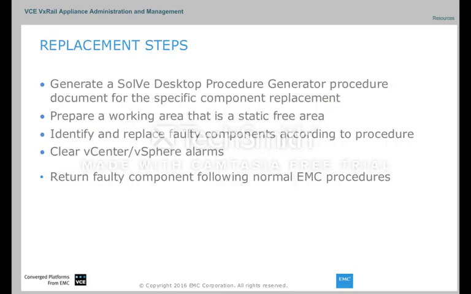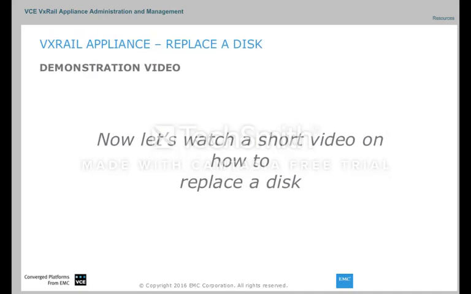This is an overview of the steps to replace a faulty VCE VXRail appliance component. You want to use the EMC Solve Desktop to generate a procedure for the removal and replacement of the specific component. You need to make sure you are working in a proper static-free area and that you know which components need to be replaced. Follow the procedures and return the failed component to EMC. Now let's watch a short video on how to replace a disk.